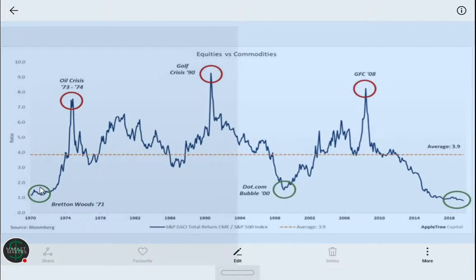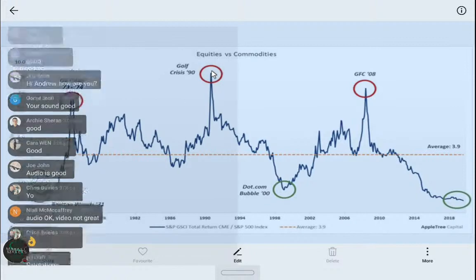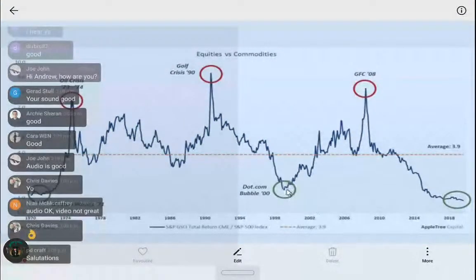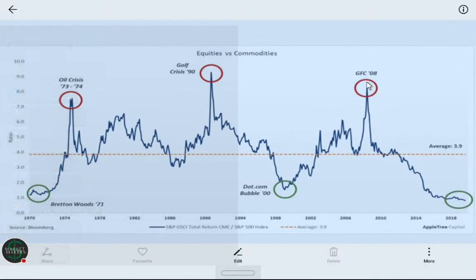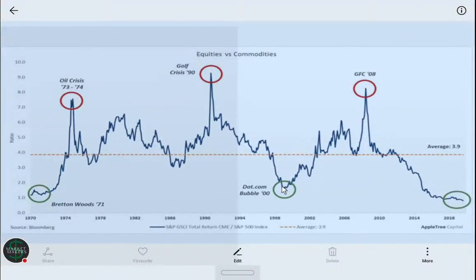So you can see here we had the oil crisis, so all commodities spiked through the roof here. Happened in the 90s, happened in the dot-com bubble, and then we got a rise all the way to the global financial crisis, right? So when equities get overvalued, it causes a great opportunity for gold and silver. So these were places to buy, right? And we are at our lowest ratio level, even back to the 1970s.